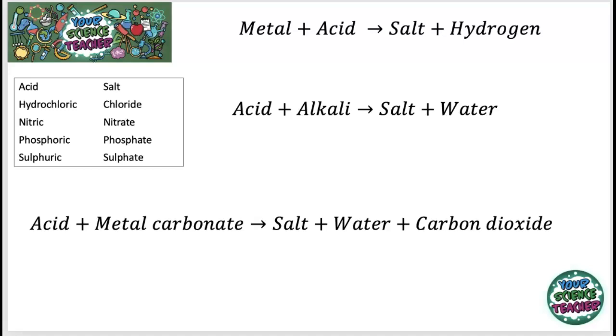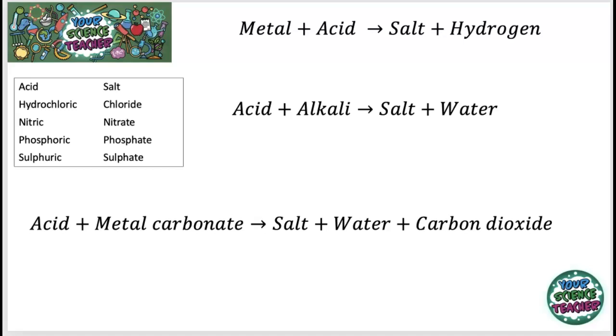and they are what happens if I react a metal with an acid, or an acid with an alkali, or an acid with a metal carbonate. And you just need to know the products that we will make. And there's a few rules outlined on this slide for naming some of these products, especially the salt, because this is the hardest thing to remember. And it depends on what acid you use as to which salt you are going to make. So let's have a look at a few examples.